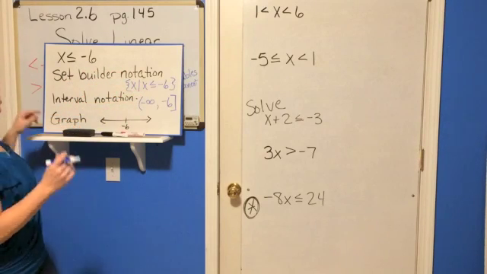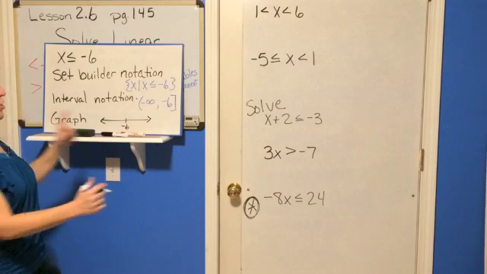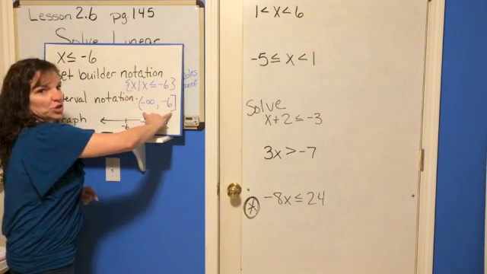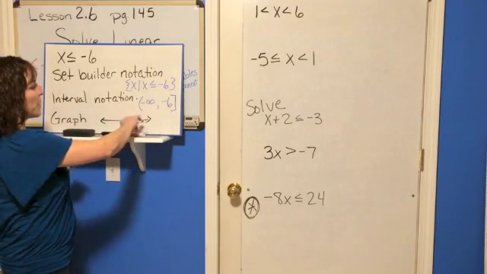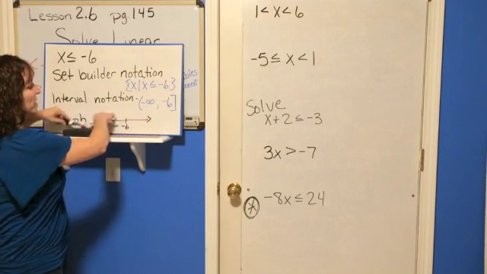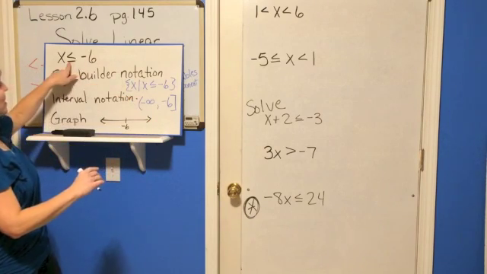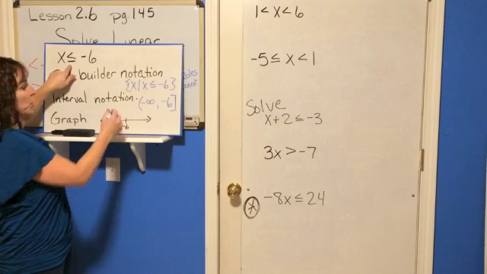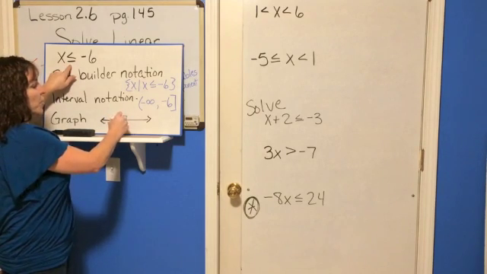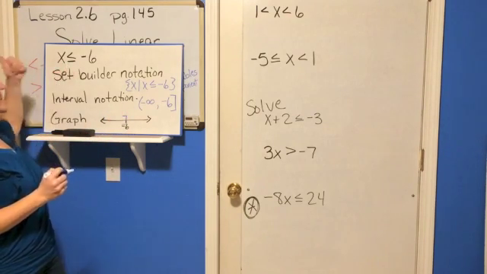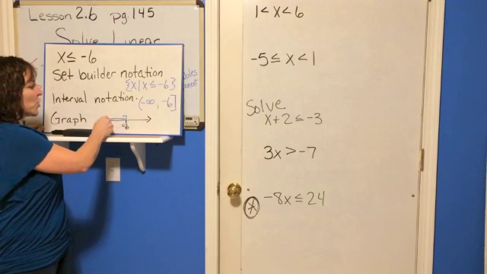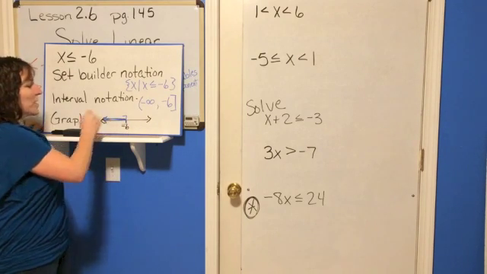All right, so then your graph is going to use this same type of notation. So we have -6 as our endpoint, and it's a hard endpoint. It means it's included, so it's going to have the bracket, and it's everything less than -6. So you're going to shade what's less.